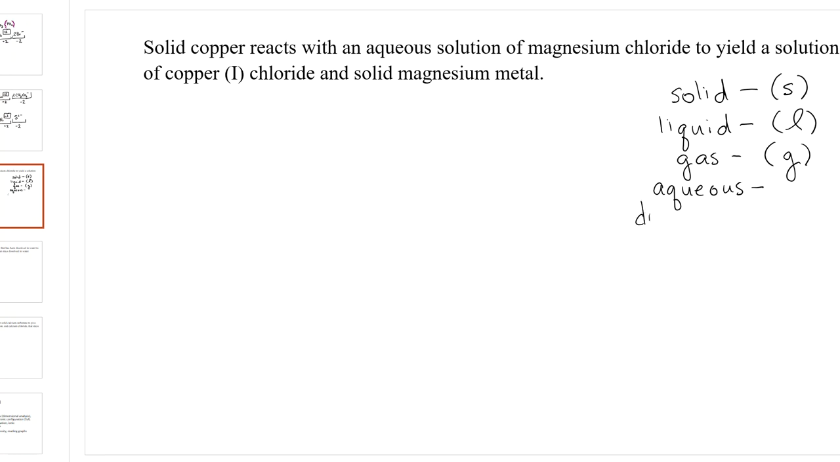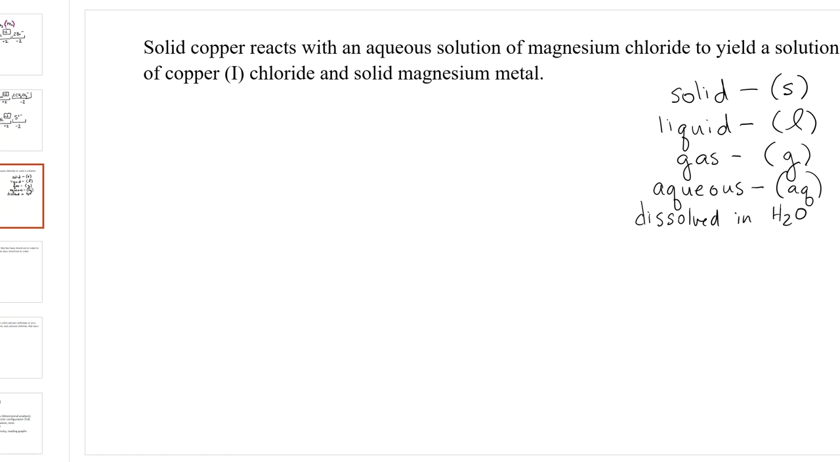Aqueous phase means dissolved in water. Water isn't part of the chemical reaction. Water is just the solvent. It's just the thing doing the dissolving, getting all of the chemicals to actually mix. So aqueous means dissolved in water, and the abbreviation for that one is AQ. So if it's in an aqueous phase, that means dissolved in water, and it is AQ.